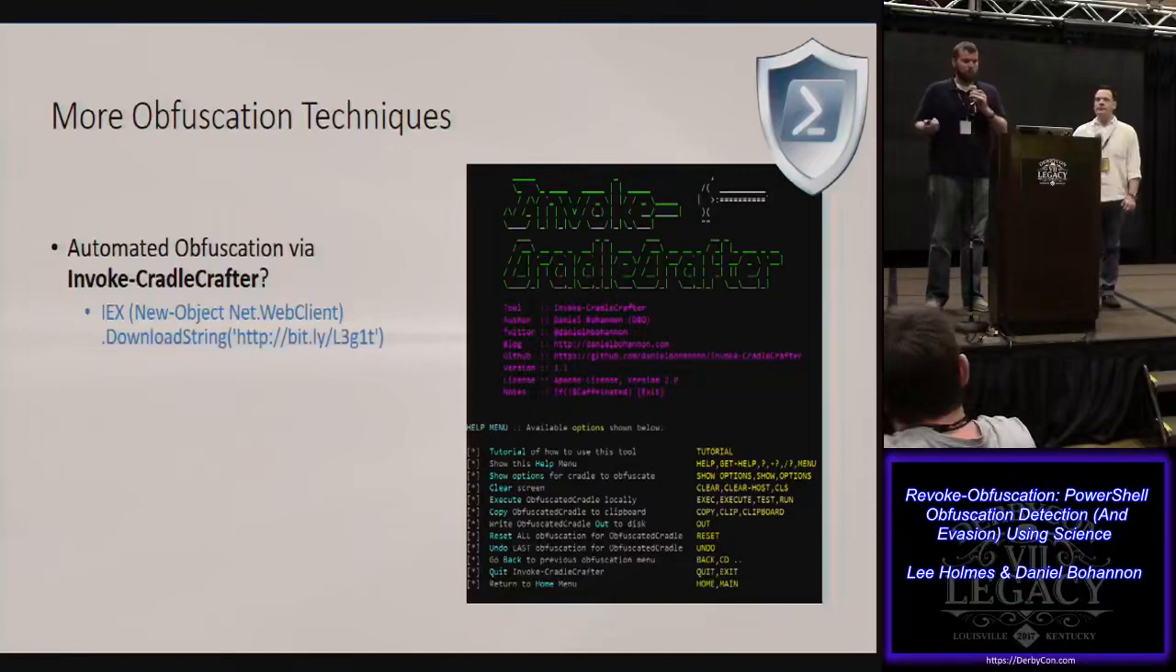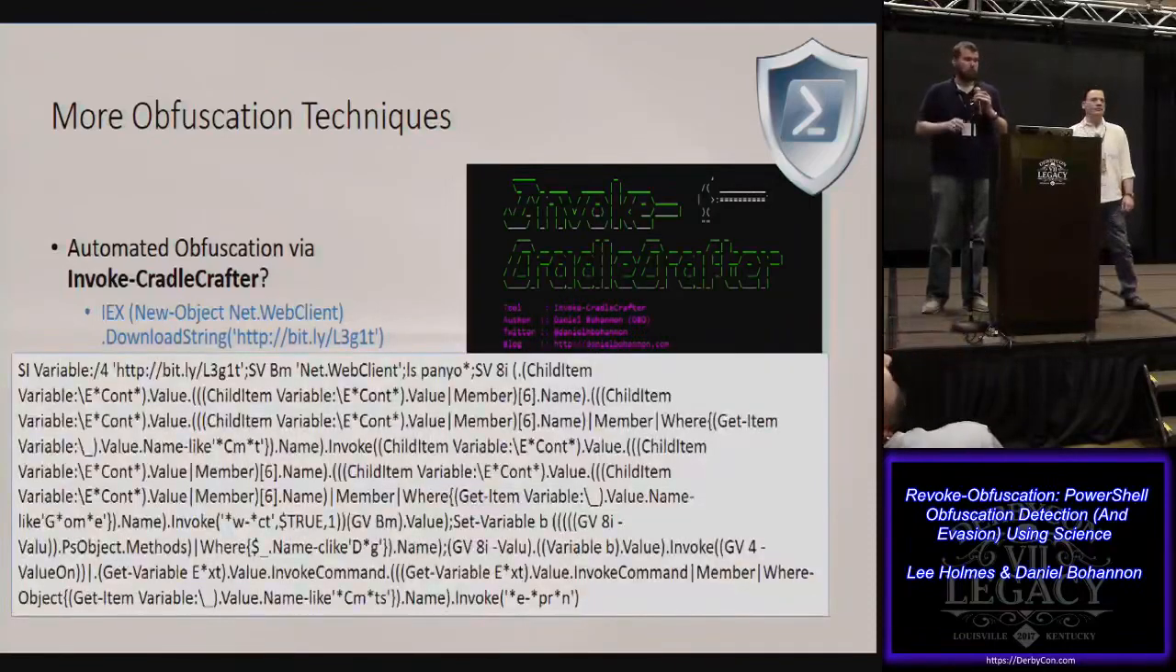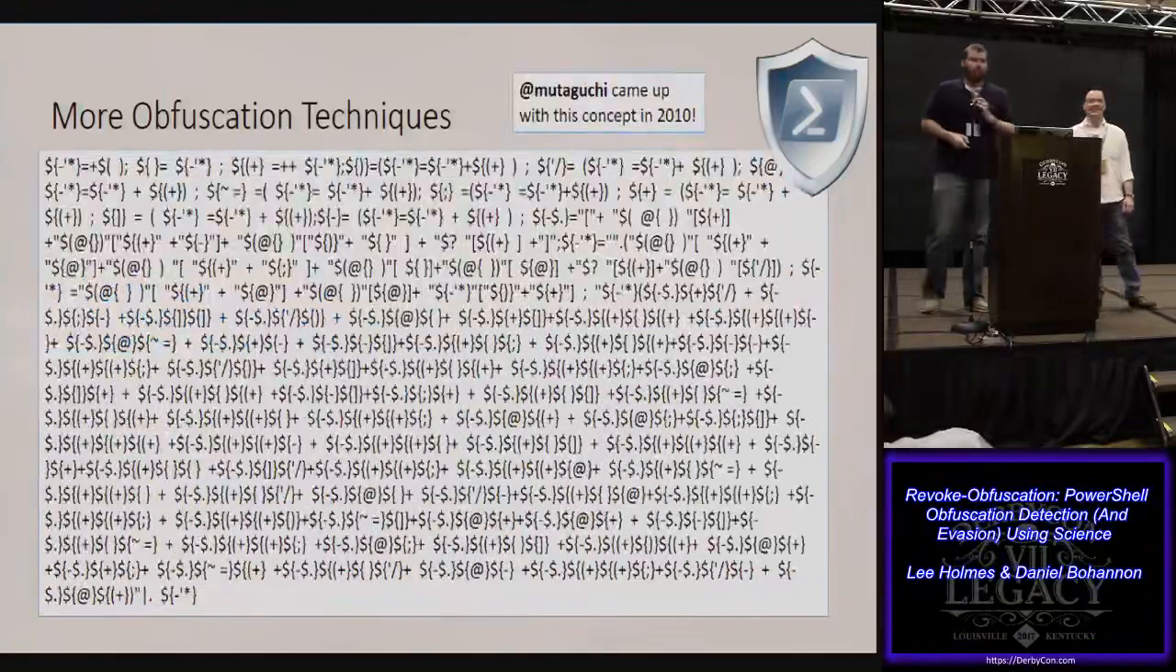So with Invoke-CradleCrafter, if you plug in that same URI, you can get something that looks like this. Again, totally different, no tick marks, no concatenation, but it's basically doing method enumeration to obfuscate the strings. So yeah, it's not bad. No, that's not quite as bad, but maybe something like this.